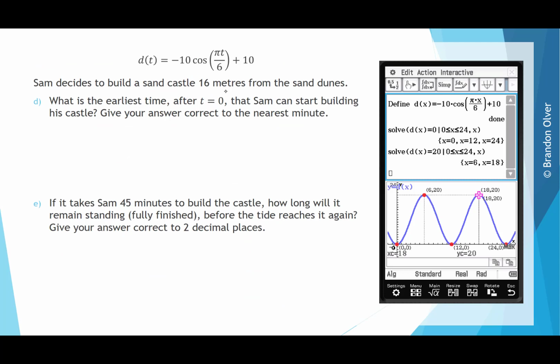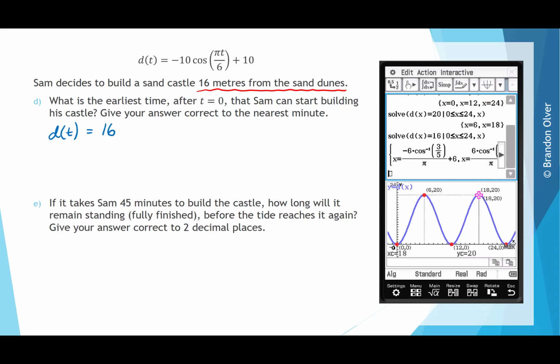Sam decides to build a sandcastle 16 metres from the sand dunes. What is the earliest time after t equals 0 that Sam can start building his castle? Give your answer correct to the nearest minute. So if Sam wants to build his castle 16 metres from the sand dunes, then we want to solve d of t is equal to 16. Once again, we want to solve an equation, so I'm going to drag the whole line down just to save time. And this time we're solving d of x is equal to 16 over the domain of our function.